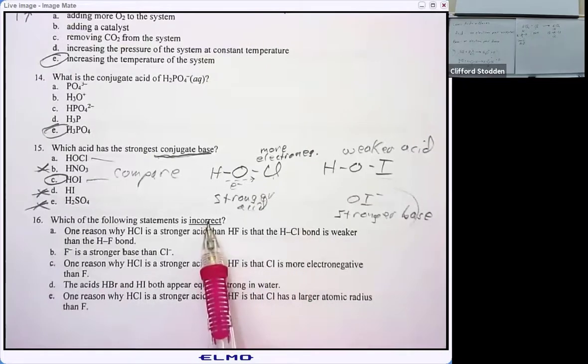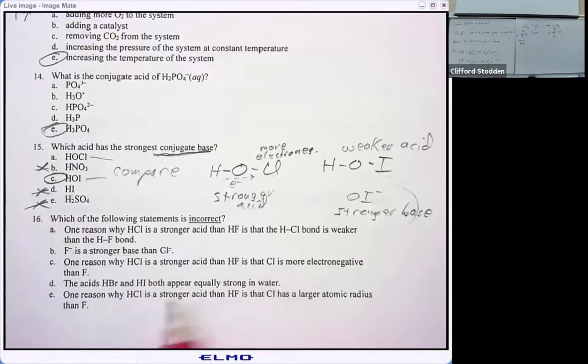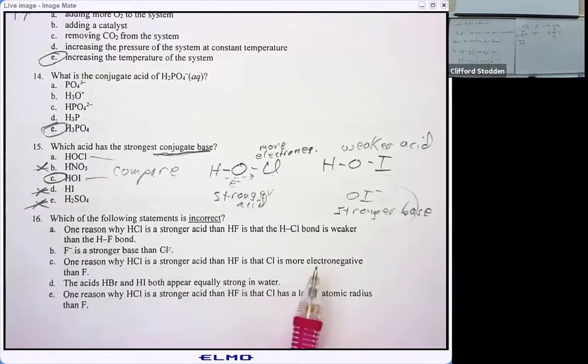This is asking for what's incorrect. Fluoride is a stronger base than chloride. That's also true because HCl is a stronger acid than HF. One reason why HCl is a stronger acid than HF is that chlorine is more electronegative than F. It's true that HCl is a stronger acid than HF, so that can't be the reason, because that second part of the statement is not true.